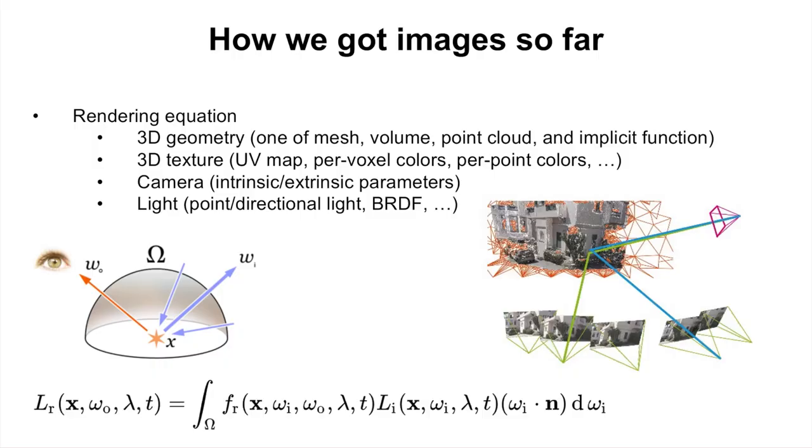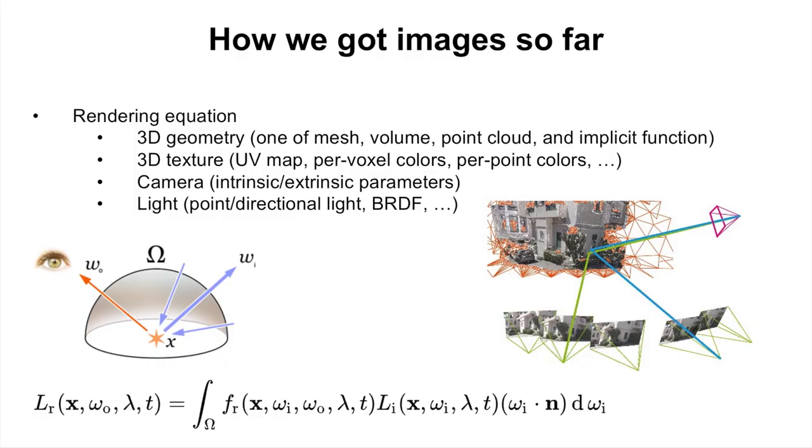So let's start with how we got images so far. Generative models were introduced many years ago, but the diffusion model was introduced in 2022. But before 2022, and even these days, the primary way we get images is using the rendering equation.